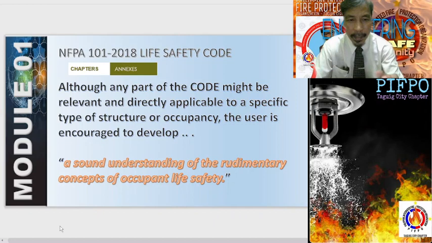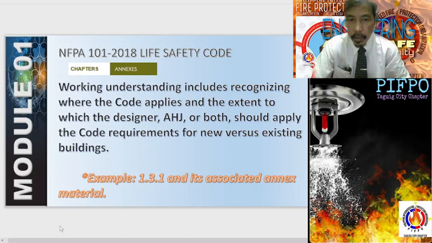Working understanding. That is what we meant by rudimentary. It includes recognizing where the code applies and the extent to which the designer, AHJ, or both. We are engineers, we are the designer. The AHJ, the authorities who would approve, or both engineers and AHJ should apply the code requirements for new and existing buildings.